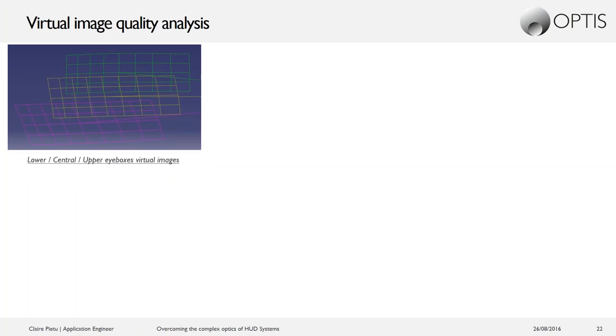From the design, and still within CATIA, we can perform the analysis with the tool that I showed you earlier. We can generate the different virtual images corresponding to the different configurations that I showed you, so the three different heights.